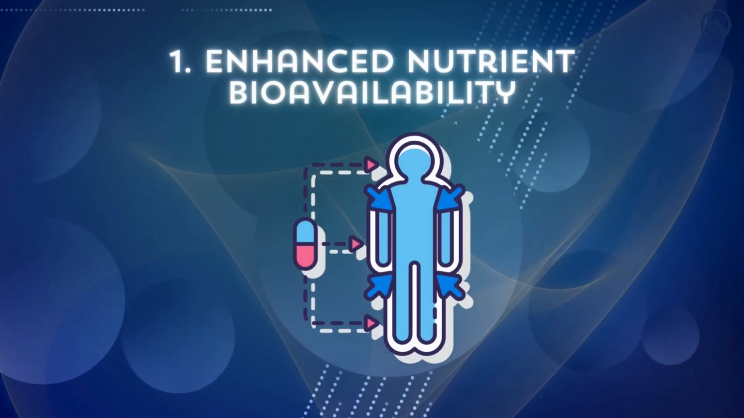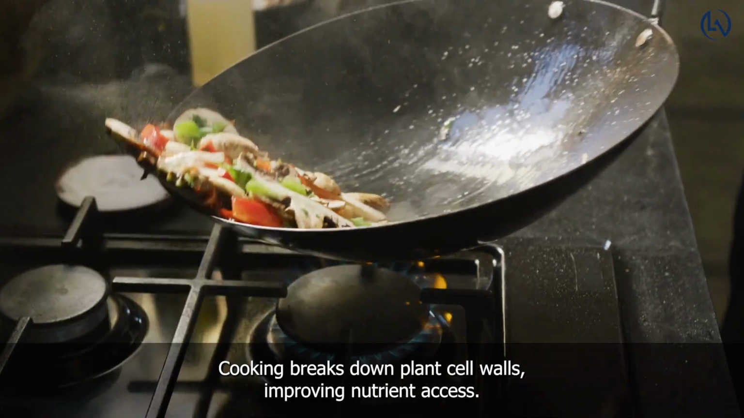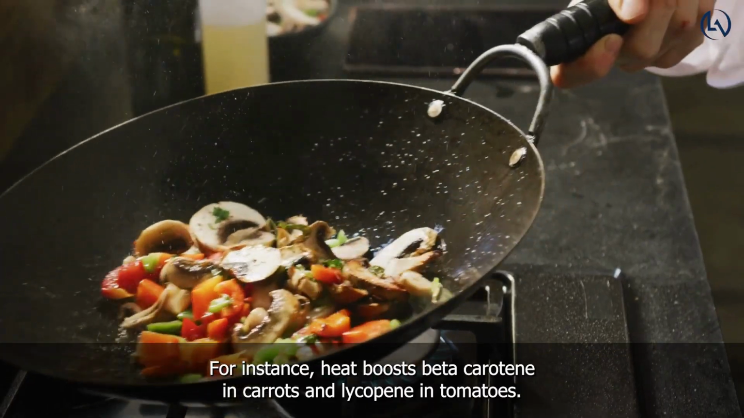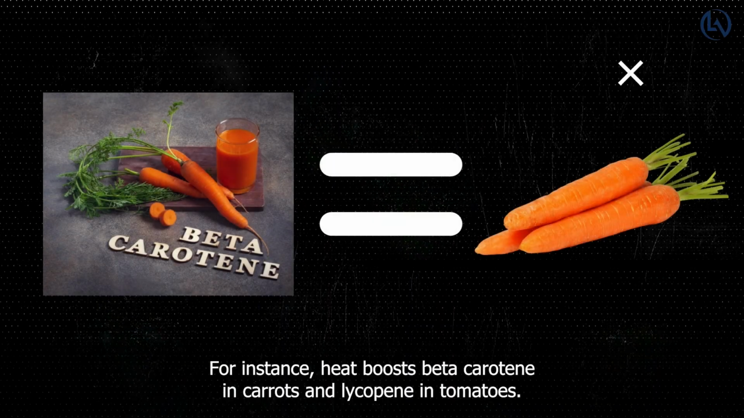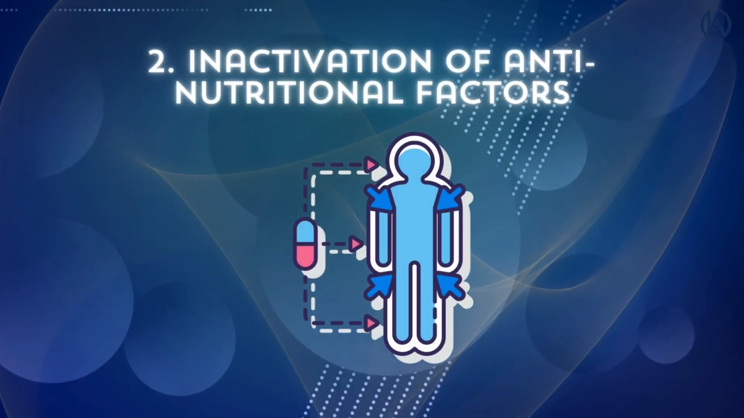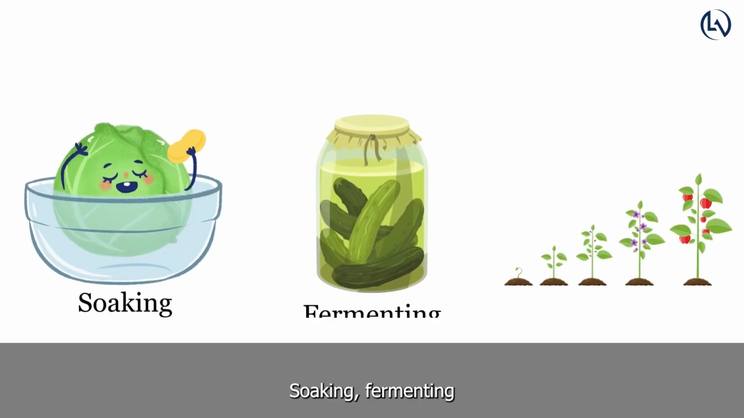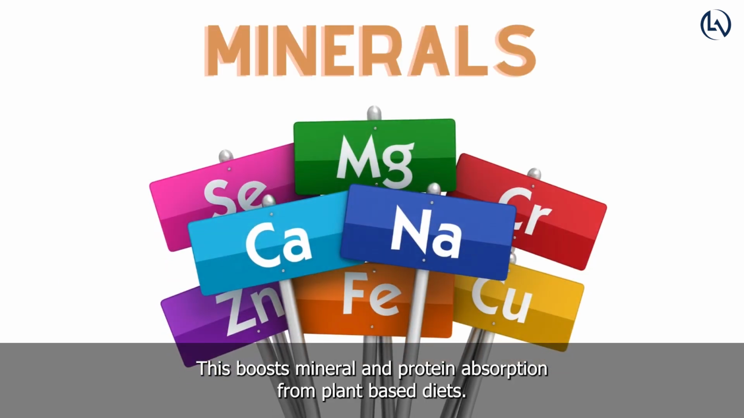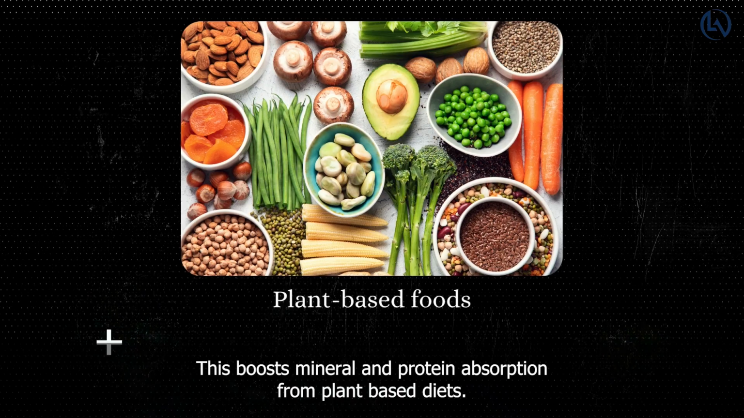Enhanced nutrient bioavailability. Cooking breaks down plant cell walls, improving nutrient access. For instance, heat boosts beta-carotene in carrots and lycopene in tomatoes. Inactivation of anti-nutritional factors. Soaking, fermenting, and sprouting reduce anti-nutrients like phytates and lectins in foods. This boosts mineral and protein absorption from plant-based diets.